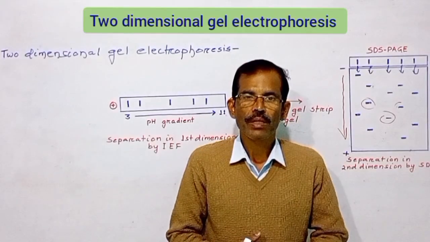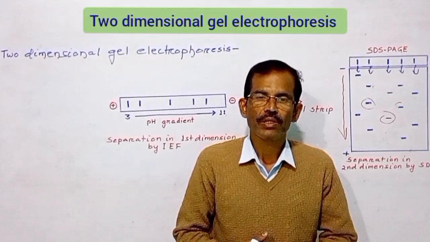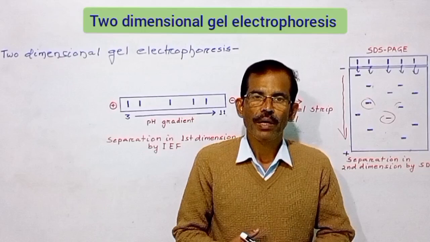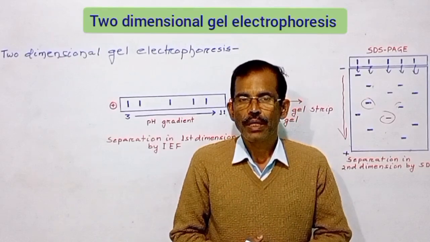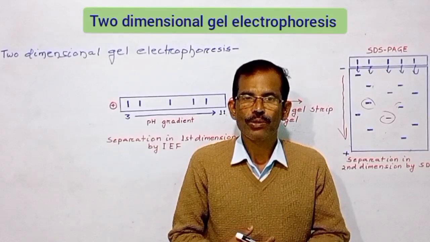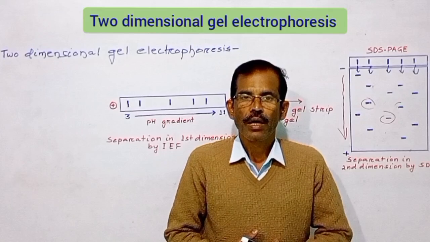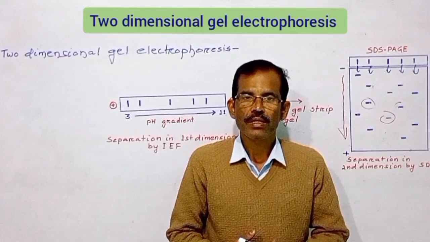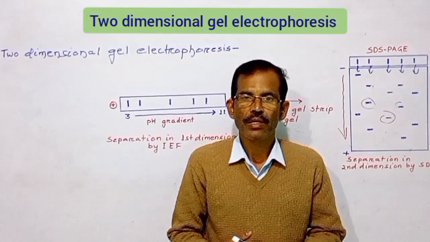Friends, by two-dimensional gel electrophoresis, proteins are separated twice: in the first dimension by isoelectric focusing and in the second by SDS polyacrylamide gel electrophoresis.